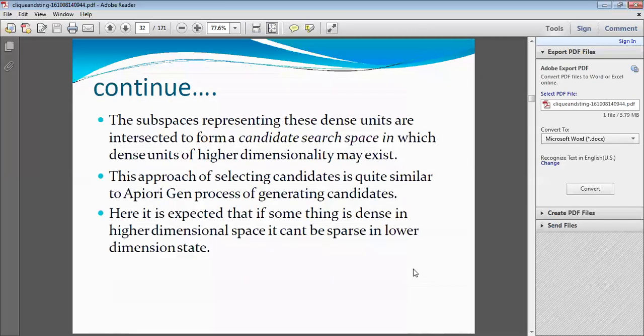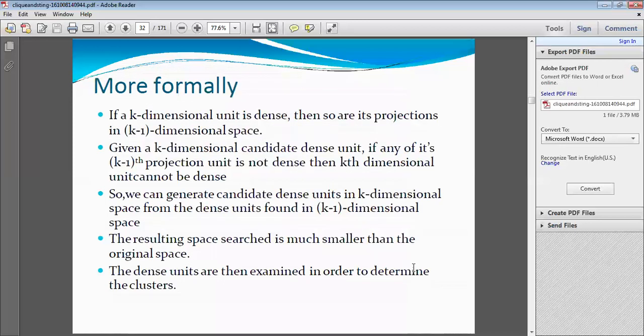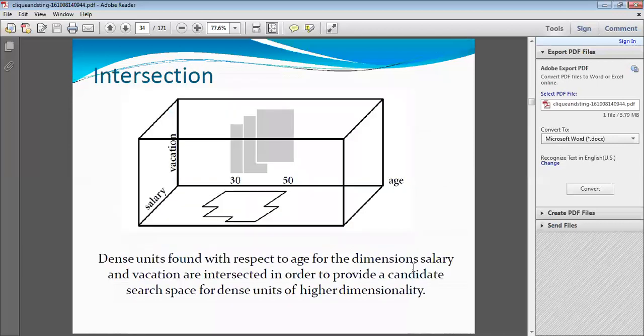And what are the advantages? This is the main advantage, and in this way it is very efficient in calculating the higher dimensional data.